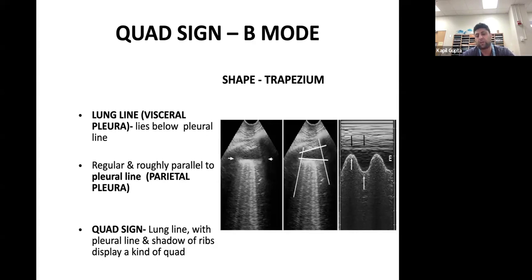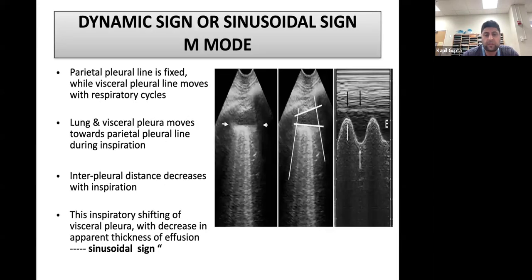So the visceral pleura always moves with the lung, whereas the parietal pleura moves separately. When there is no pleural effusion, they move together and they rub together. That's what creates the to and fro movement. But when there is pleural effusion, as you can see in this picture, what we can do is we can start the M mode. We can put the M mode on.